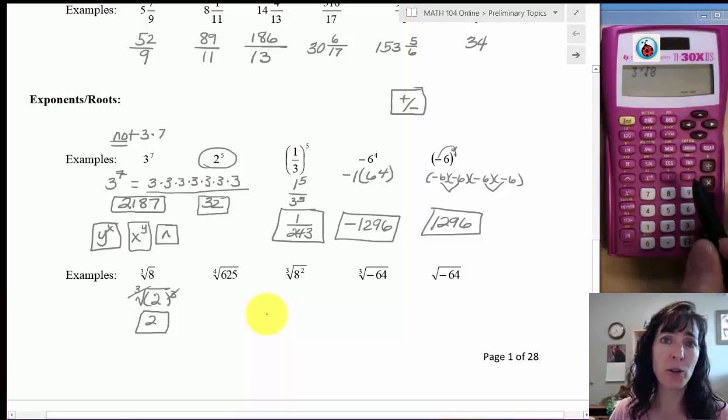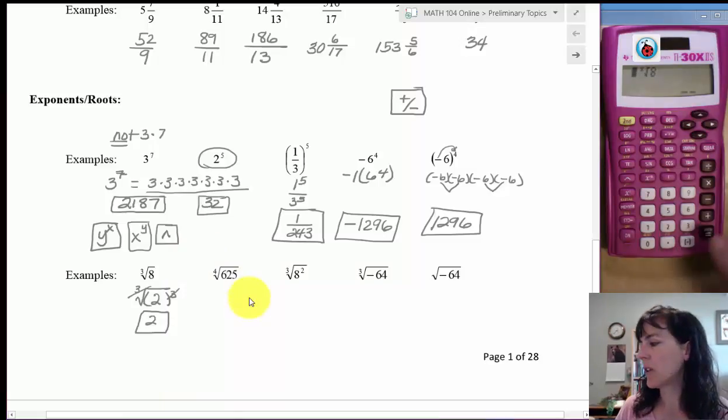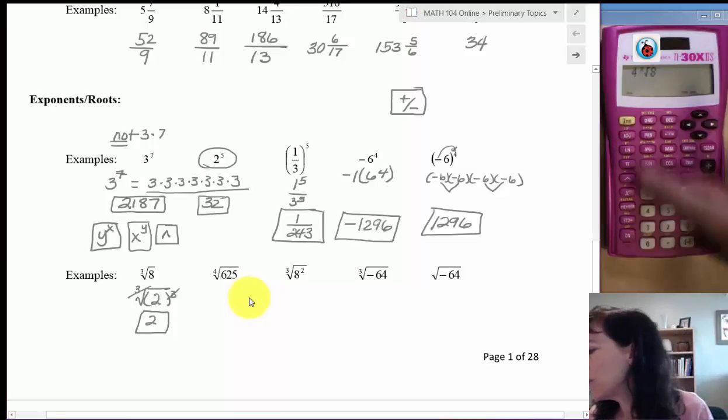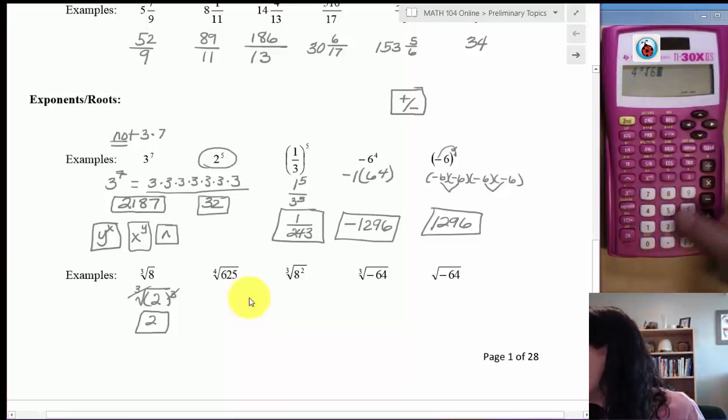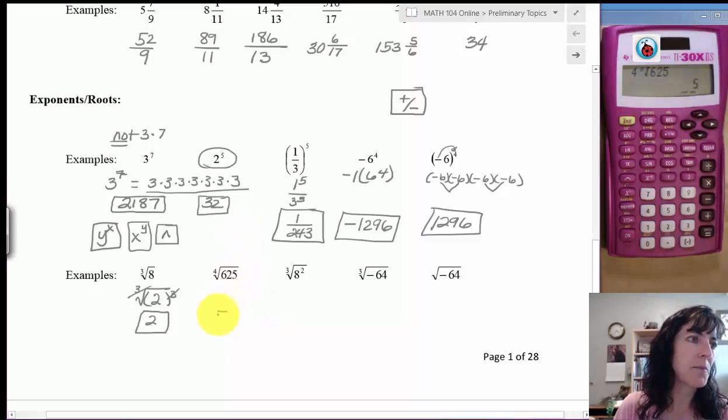So this calculator works the direction you think it should. And then that other one that I was showing you doesn't, it's backwards. So here we'd like to do the fourth root of 625. So let's try it on the calculator. Fourth root 625. And I get 5. That's nice.